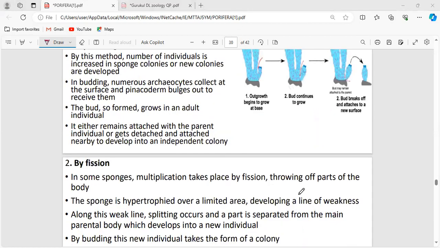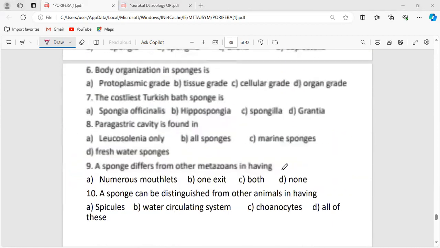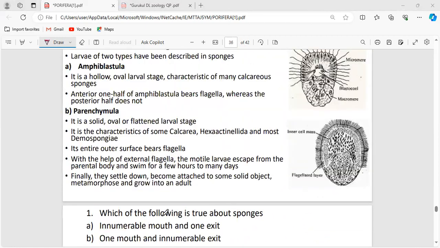The only leftover part is reproduction. After finishing this reproduction, we are going to solve the questions. Okay, fine.